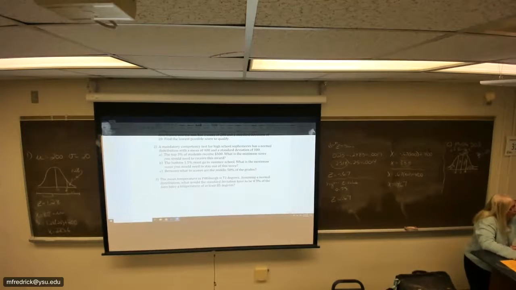The mean temperature in Pittsburgh is 73 degrees. Assuming a normal distribution, what would the standard deviation have to be if 5% of the days have a temperature of at least 85 degrees?